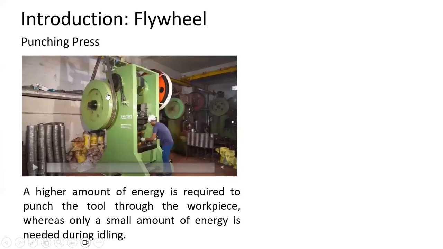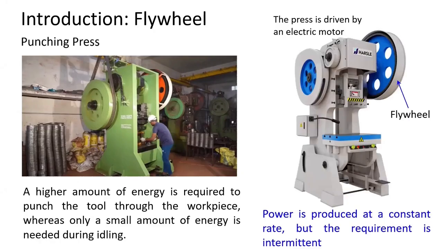So this is a situation where you have a constant supply of energy, but the machine doesn't need a constant supply. It needs only an intermittent supply of energy. So the flywheel is required in this kind of application also. So this is the flywheel. It can store energy when you don't need that much energy, and then it will supply energy back to the system when you need more energy, particularly during the punching operation.